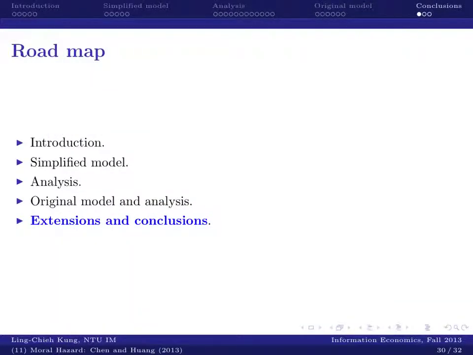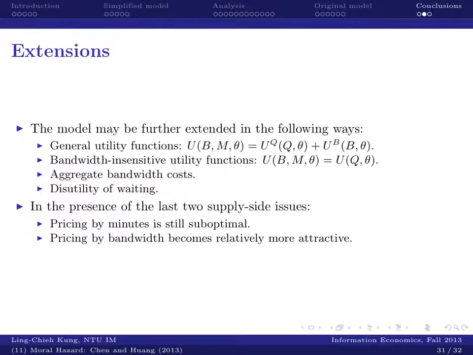Okay, so now at the end, extensions and conclusion. In the paper, they also did the following things. More general utility functions. The function need not be projective anymore. As long as it's increasing, concave, and separable, the same result applies. Or in some applications, people are insensitive to bandwidth. In that case, certainly pricing by quantity is optimal.